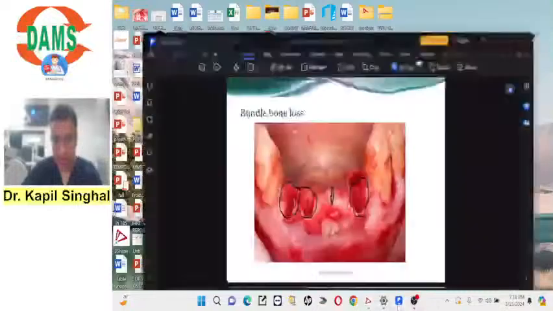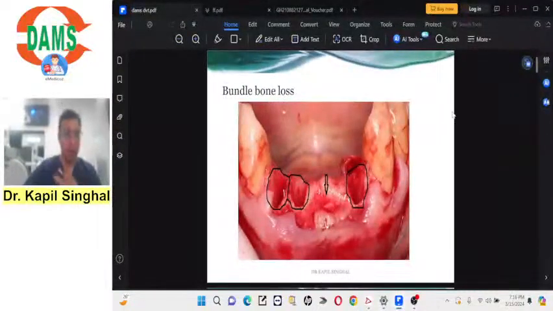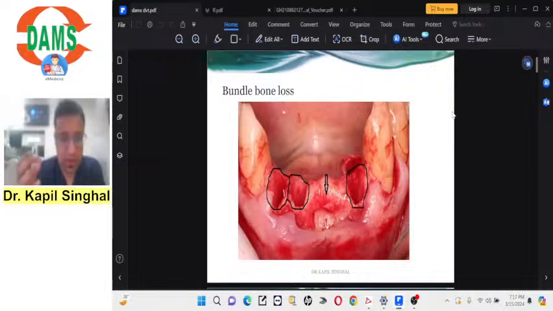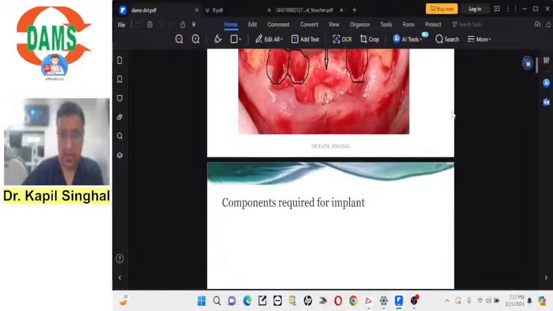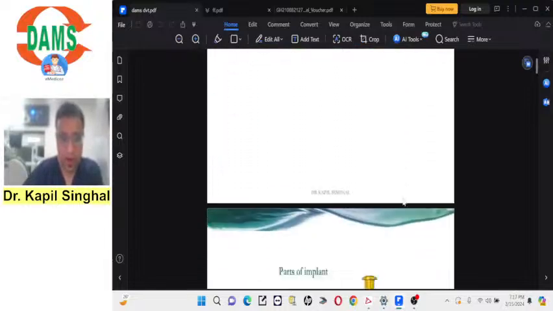So, yeah, let's start. I told you, whenever a tooth is extracted, the bone around that tooth is known as bundle bone, and this bundle bone starts resorbing. And once this bone resorbs, the amount of bone that is left is less for implant placement. So they may ask you a question: which bone is resorbed if the tooth is extracted, and you need that bone for implant placement? So the bone that resorbs is known as bundle bone. Okay. So now let's first discuss the different components that are required for implants.